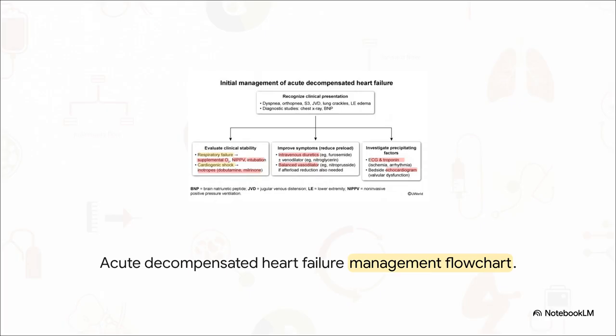But if their blood pressure is normal or high and they're relatively stable, your immediate goal is dropping that preload. That means IV loop diuretics like furosemide, sometimes paired with a vasodilator like nitroglycerin.